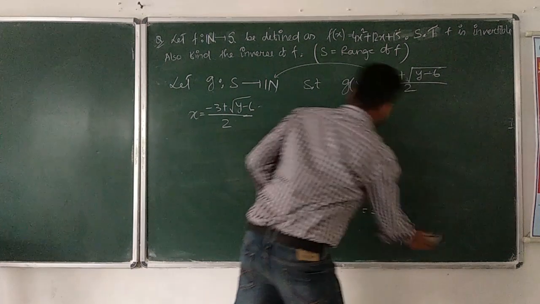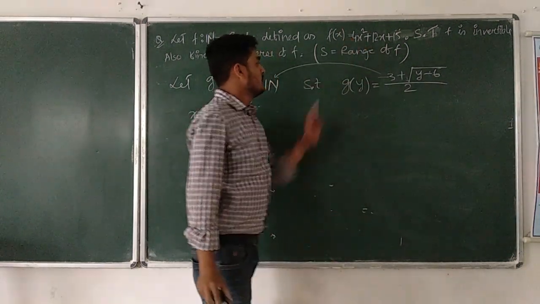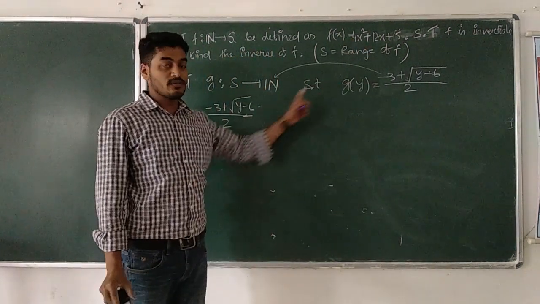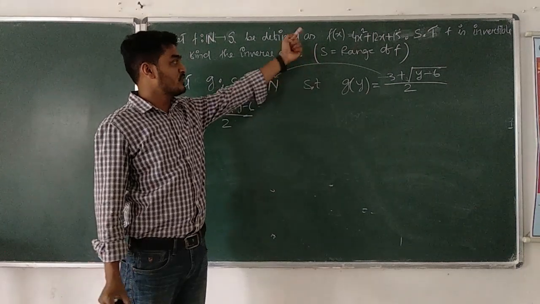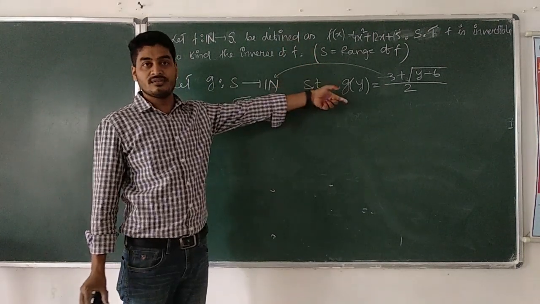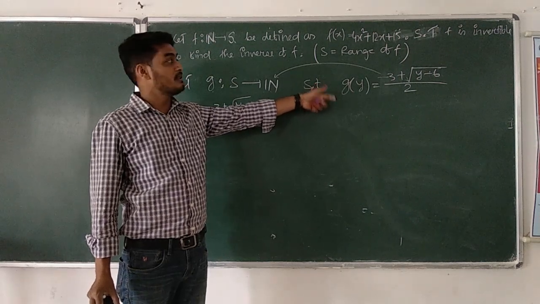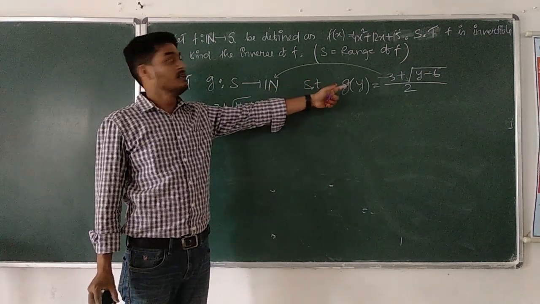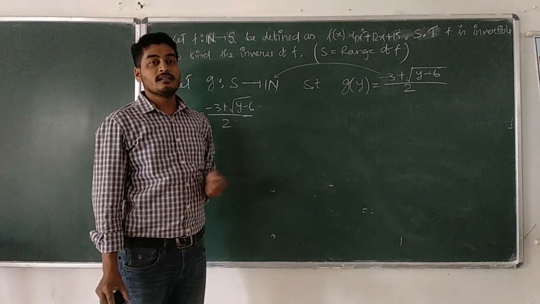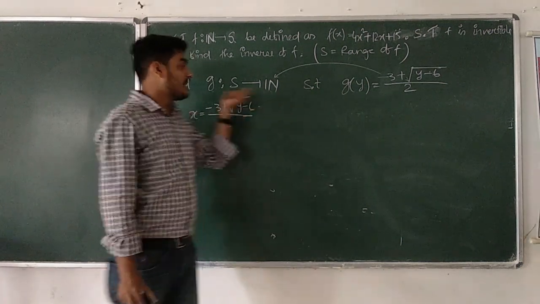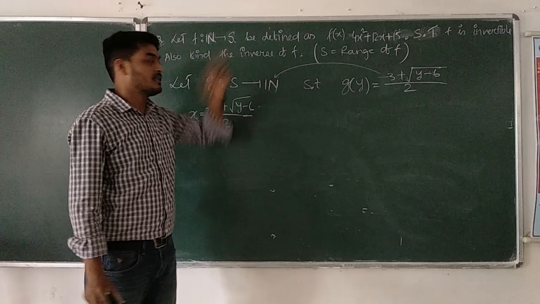So f of x is already given to you, and g of y you have got it, that means you have considered yourself. Now try to find out the value of f naught g and g naught f. You will have that both of them behave just like an identity. That means f naught g is equal to I and g naught f is also equal to I. That means the function g that you have considered yourself is nothing but the inverse of f.